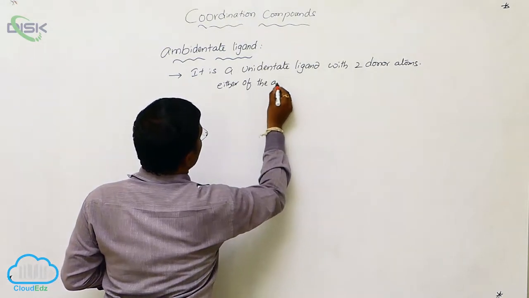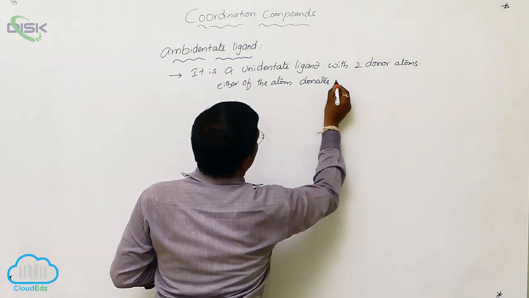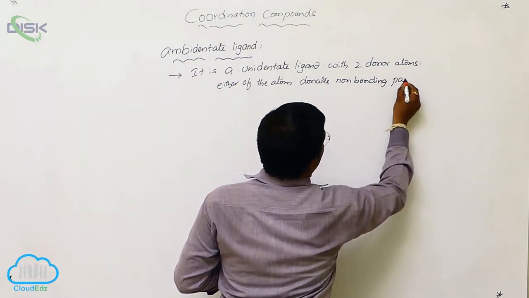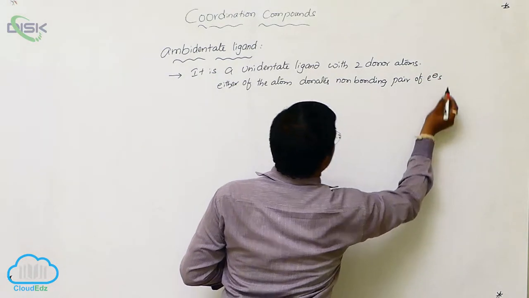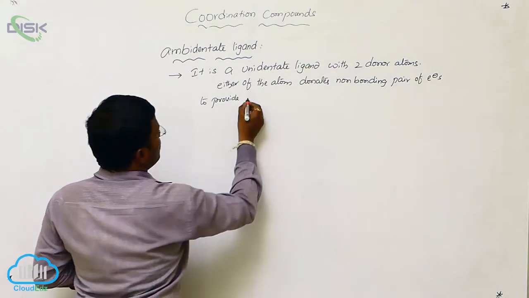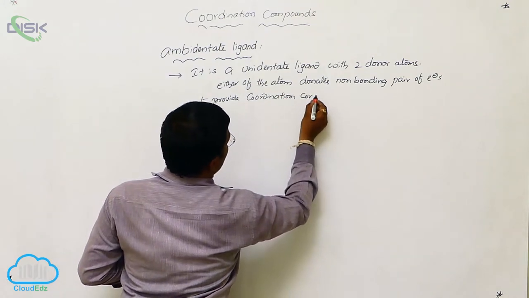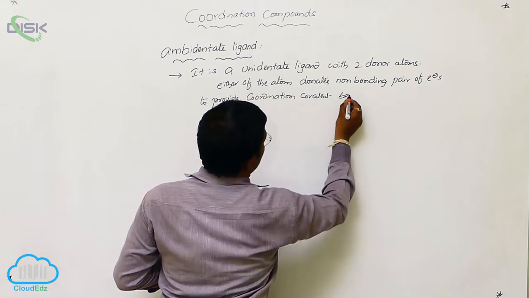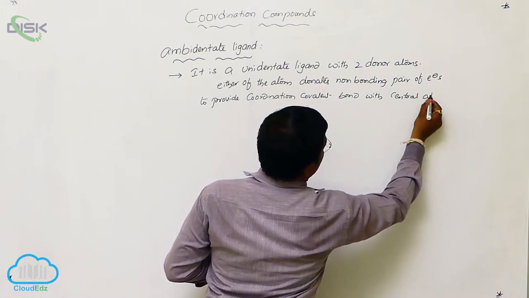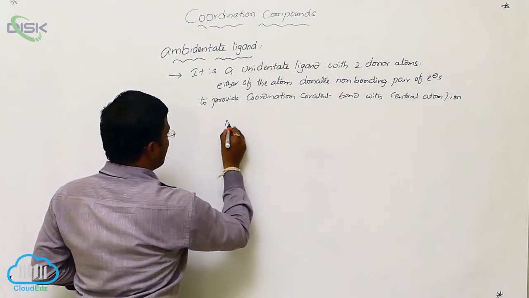Either of the atoms donates a non-bonding pair of electrons to provide a coordination covalent bond with the central atom or ion. So I would like to take NO2.